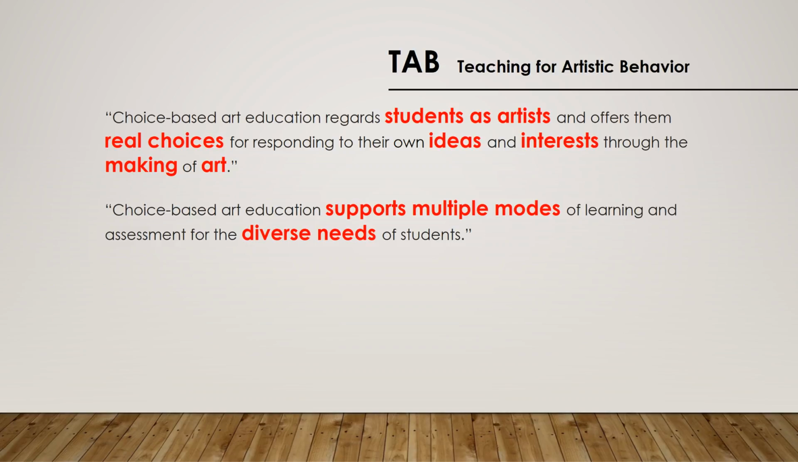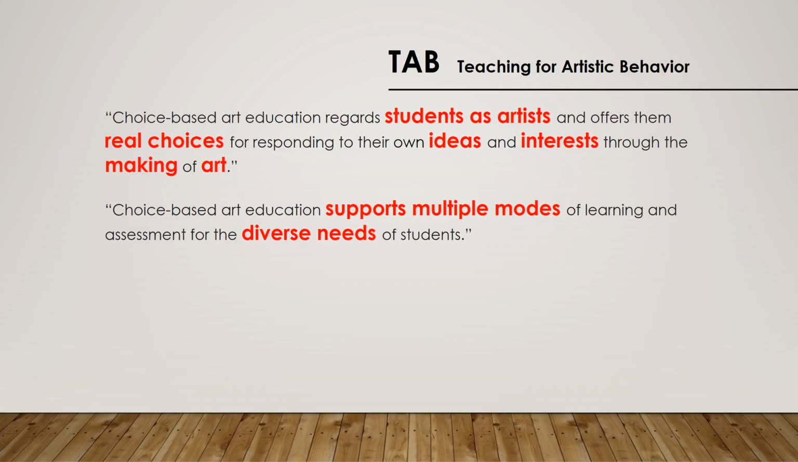So TAB is basically a choice-based art education that gives kids a real studio-like situation, environment, kind of like art school, which I am familiar with. And they have to choose the best medium or art material that they want to use to get whatever idea across that they need to get across, based on their ideas, interests, whatever it is.